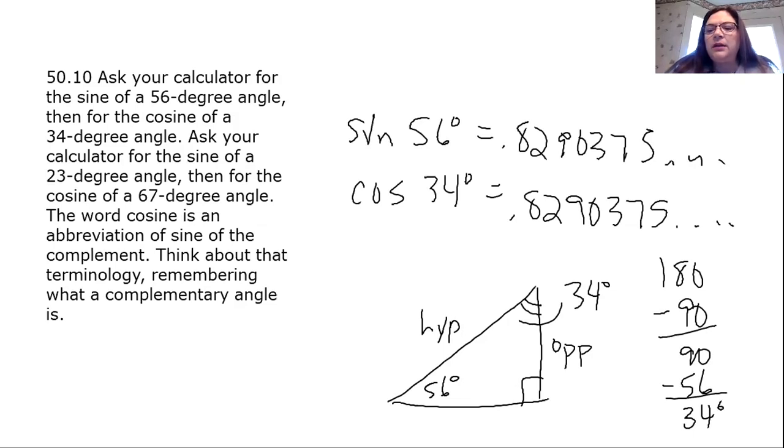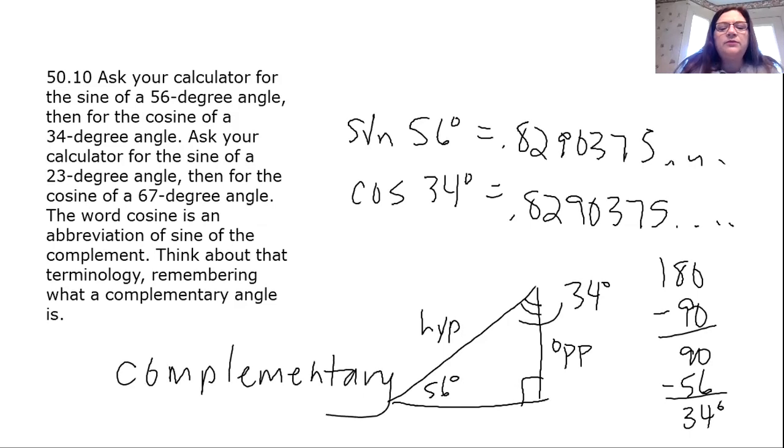So what do we call it? What's the vocabulary word when two angles add up to 90 degrees? It's not supplement, that's 180. It's complement. These two angles are complementary. So if I take the sine of one and the cosine of the other, I get the same answer.